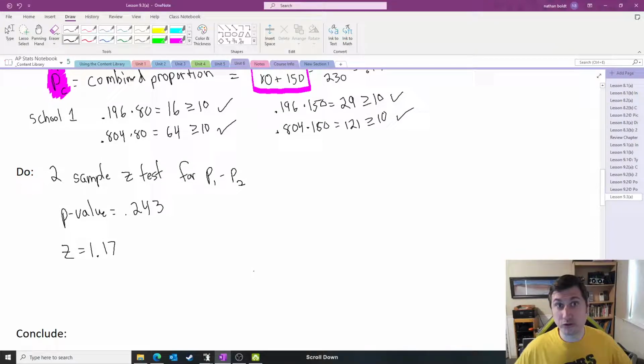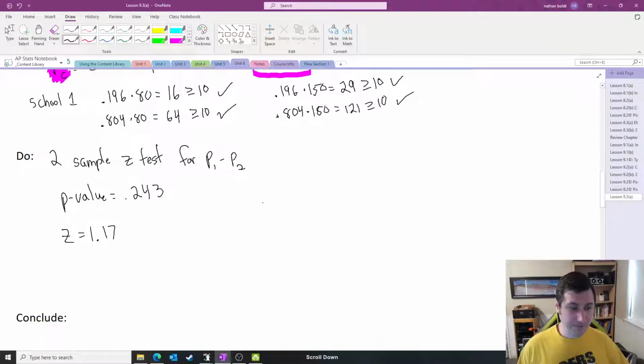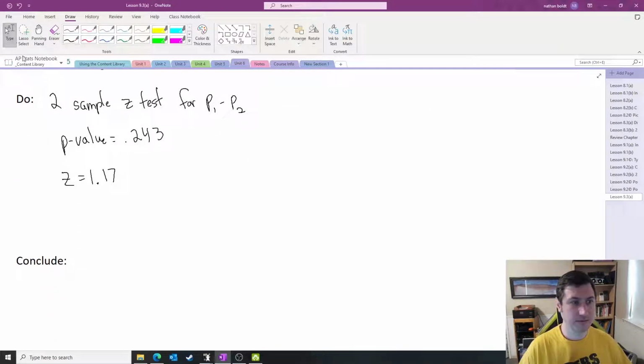If you wanted to draw the normal model as well and color it in, that's also great for showing your work as well. All right, time for our conclusion.